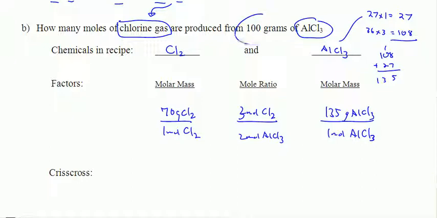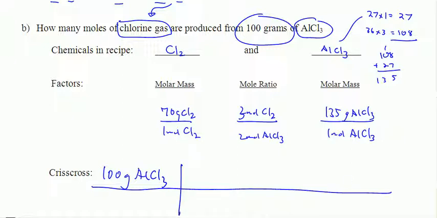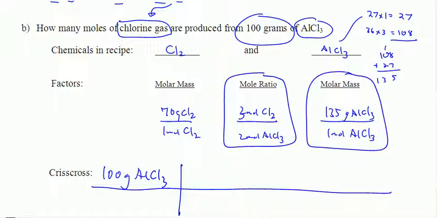Alright, so how many moles of chlorine gas are produced from 100 grams of AlCl3? So that's what we're starting with. 100 grams of AlCl3. Okay, so because I always use this one and I have grams of AlCl3, I'm going to use this one. I do not see grams of Cl2 anywhere, so I do not have to use that one.